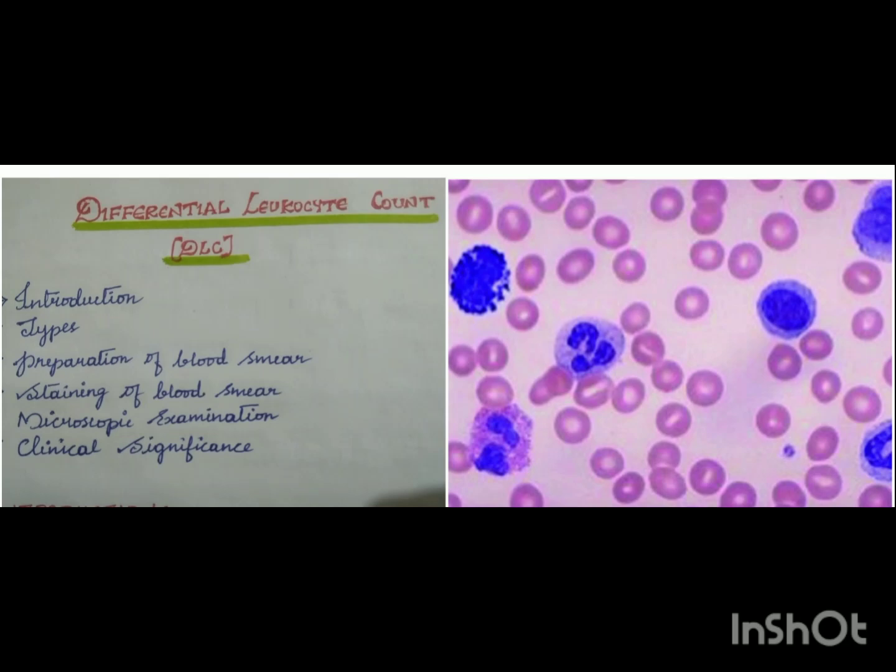Today's topic is differential leukocyte count. Let's study about introduction, types, preparation of blood smear, staining of blood smear, microscopic examination, and clinical significance.